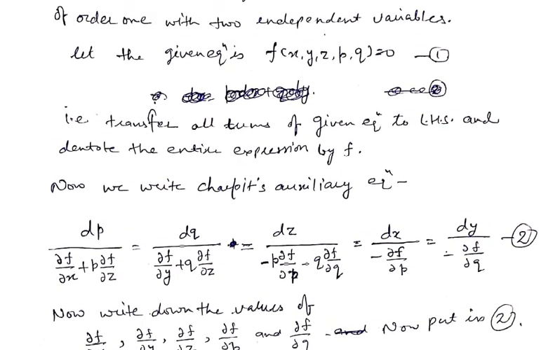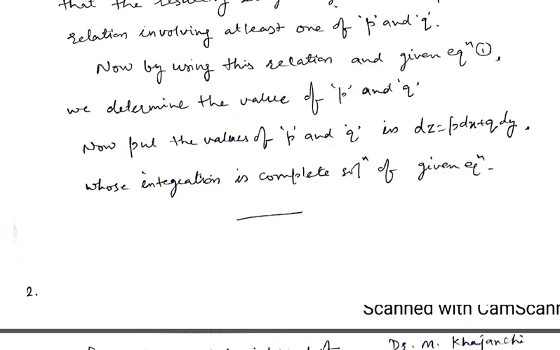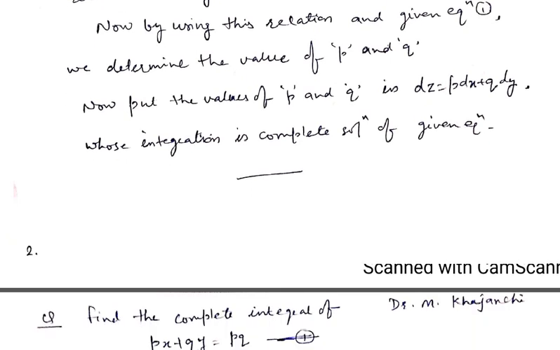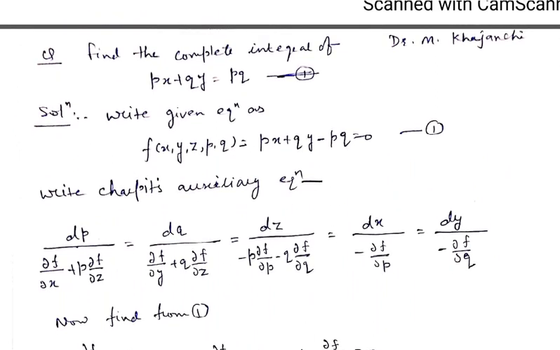And after that, using that relation and equation number 1, we get the values of p and q. And now put the values of p and q in the equation dz equals p dx plus q dy. After that we integrate it and we get the complete solution. Now let's take some example. We have a problem: px plus qy equals pq. We have to solve it.